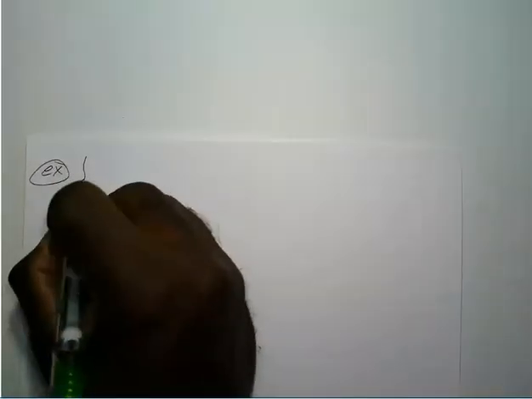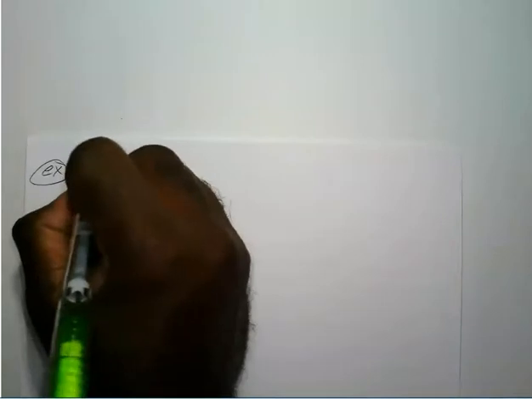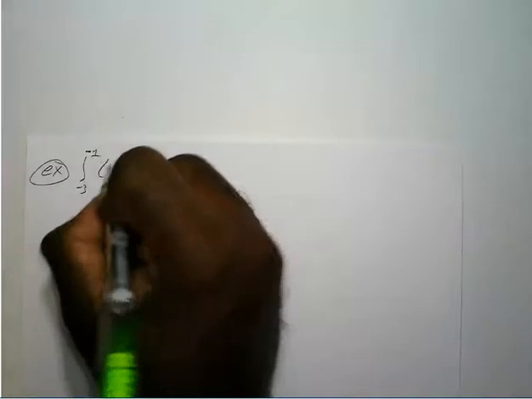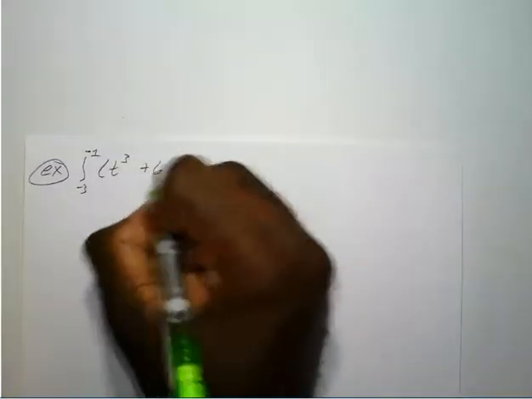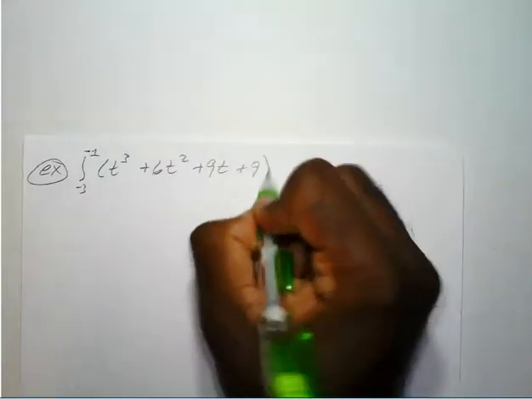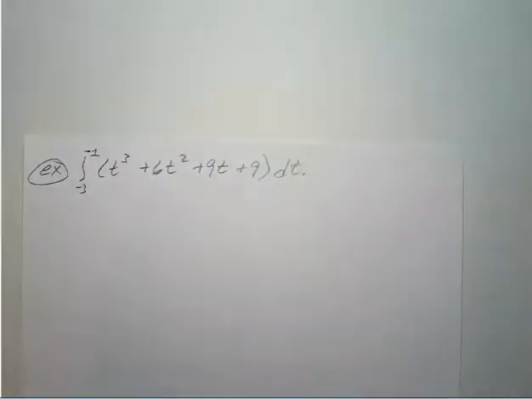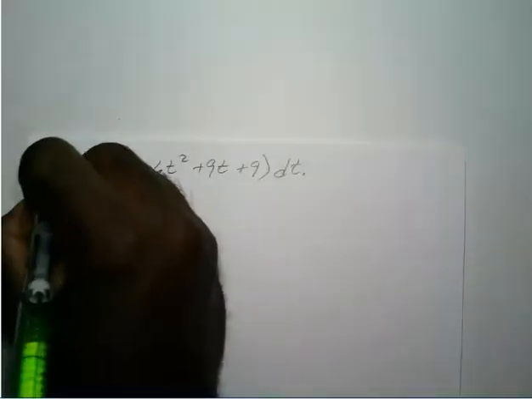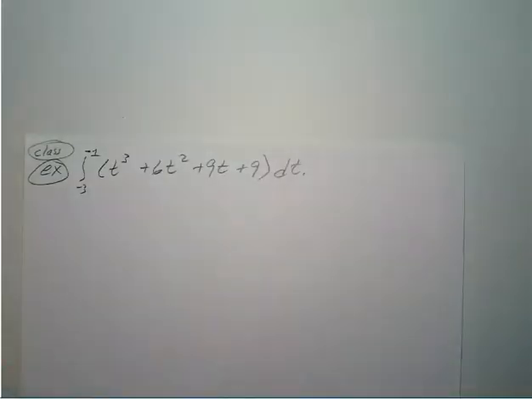All right, so for this example, what if we wanted to find the integral from -3 to -1, make that negative a little bigger, of t to the third power plus 6t squared plus 9t plus 9 with respect to t. All right. So what I want you to do is go ahead and press pause and try to work this one out on your own.